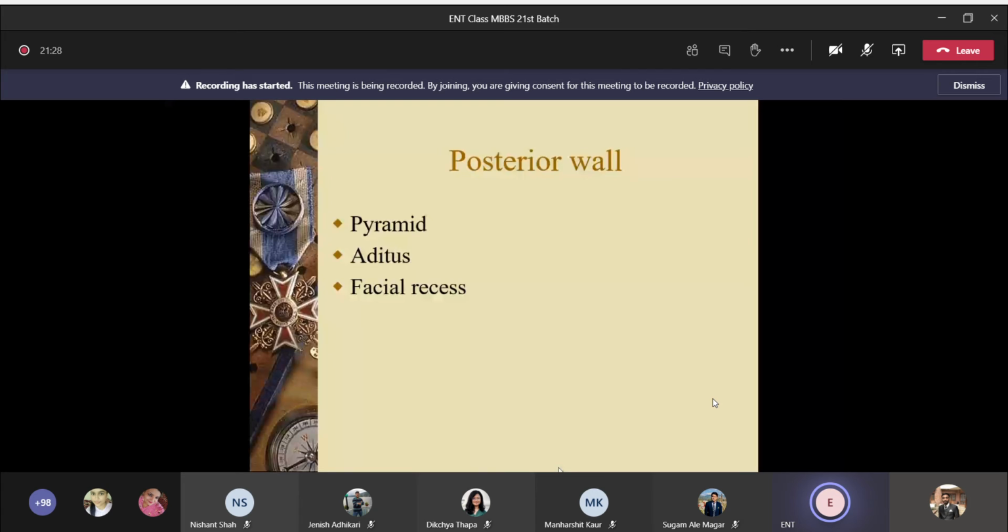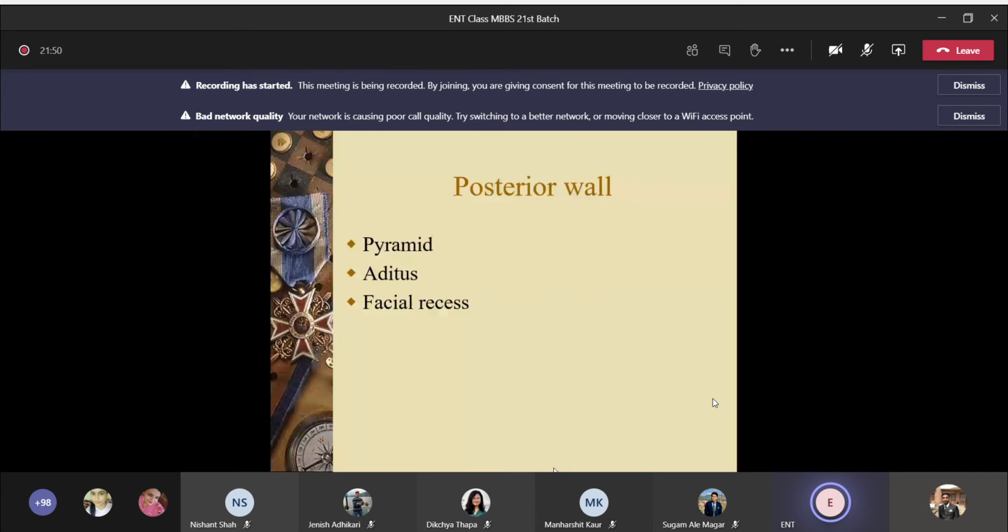You can see here, this is the middle ear, the tympanic cavity. This is the tympanic membrane of the ear. Superior to this tympanic membrane is the epitympanum of the ear. This is the mesotympanum, and below the tympanic membrane is the hypotympanum. Posteriorly, this superior part is continuous with the aditus, which is continuous with the mastoid air cells. Inferiorly, there is the eustachian tube opening.